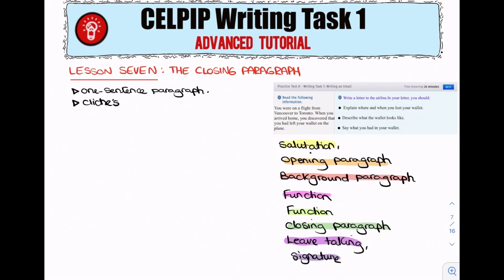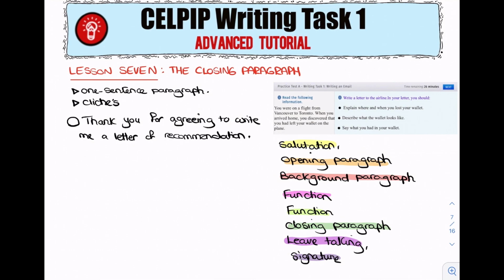So, for example, let's take a look at two sample closing paragraphs. The first one is, "Thank you for agreeing to write me a letter of recommendation." The second option is, "Thank you in advance for your very kind cooperation." Okay, so which of these two options is better as the closing for our letter? The answer is obviously the second one.